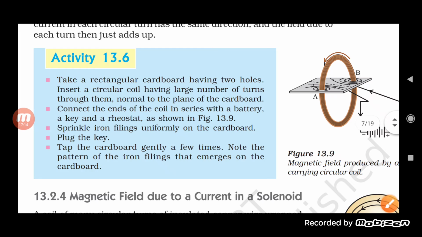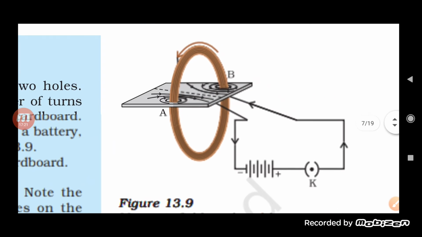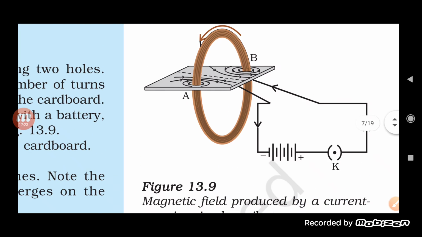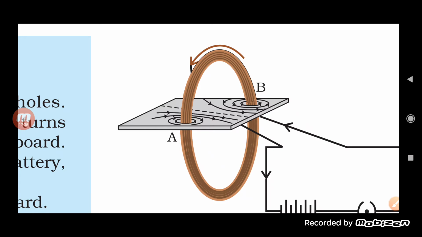For this, there is an experiment that we can perform. You see here in this one. As you can see in this picture, students, this is the circular coil. As you can see properly, this circular coil consists of a lot of turns. You can see by the lining itself that it consists of a lot of turns in it.